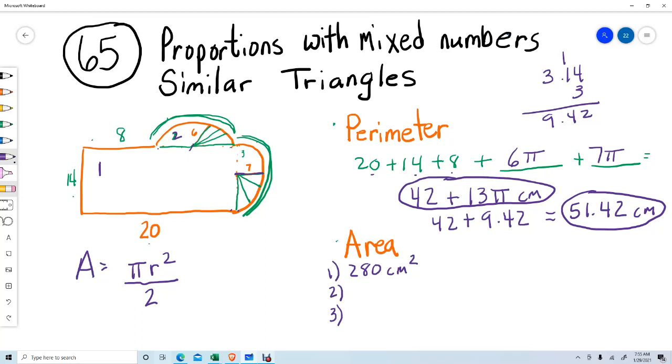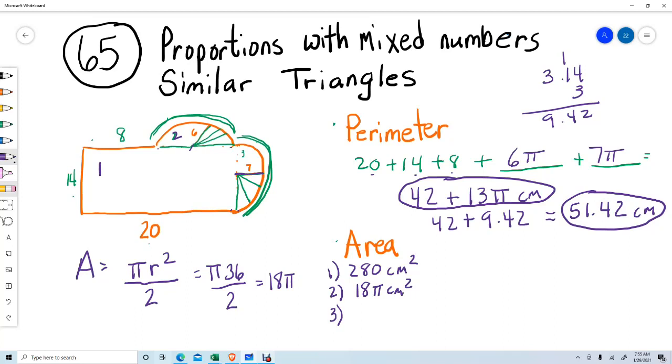Now that's going to be pi r squared divided by 2. And the radius we see is 6. It's going to be pi times 6 times 6, which is 36. Remember, 6 squared is 6 times 6, not 6 times 2. We divide that by 2. 36 divided by 2 is 18, and we get 18 pi centimeters squared.